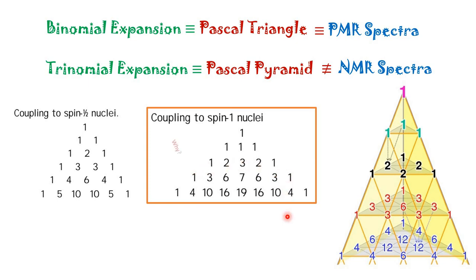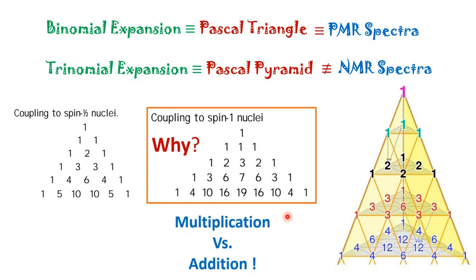We also explained why this is a failure, and this is because of multiplication versus addition. In case of binomial or trinomial expansion, we multiply the terms, a, b, or a square, b, etc. But in case of spectra, we do addition of the spin values, right? So that is the reason, and from basic physics and basic mathematics, we have explained in detail why and how we should get this true intensity ratio.